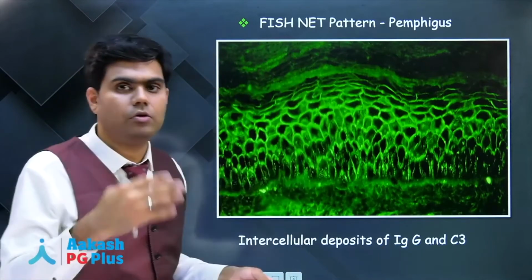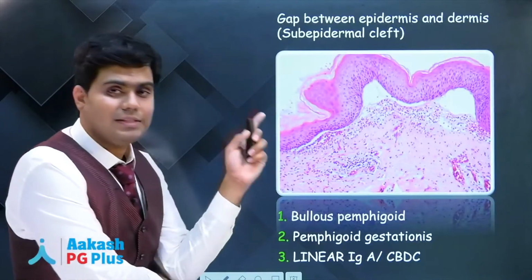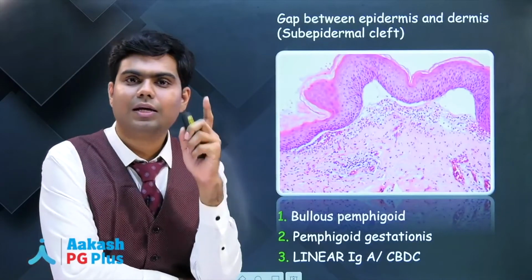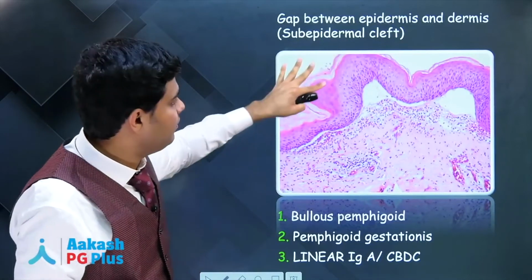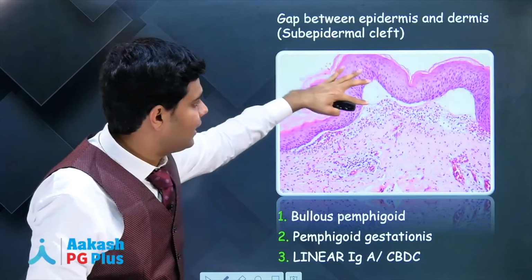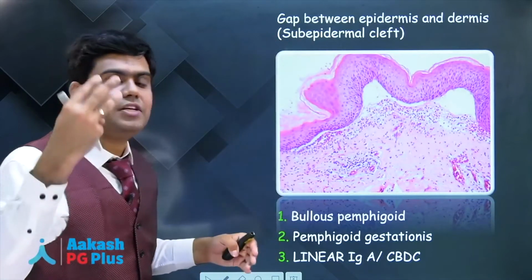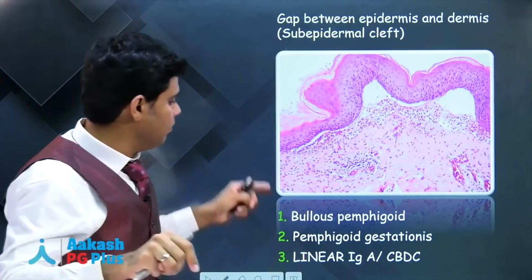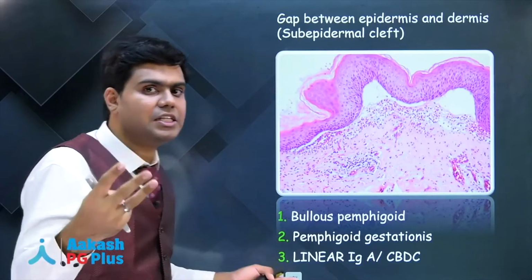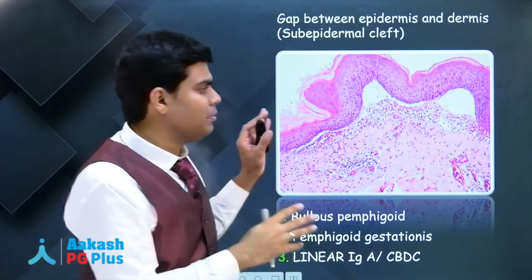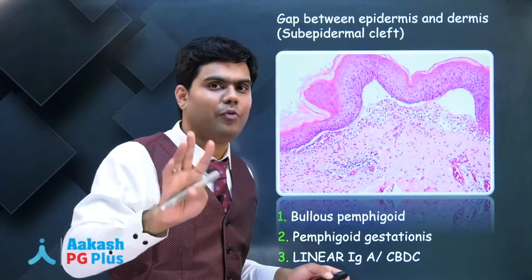So these are all intercellular deposits, correct? Okay, so what is this? This is subepidermal cleft. We have seen this image already. We have epidermis above and a gap, and the dermis is below. Subepidermal cleft is seen in three conditions. Please remember: bullous pemphigoid, pemphigoid gestationis, and number 3 is linear IgA disease or CBDC. It can be seen in multiple conditions, but these three can be asked in your exam, right?